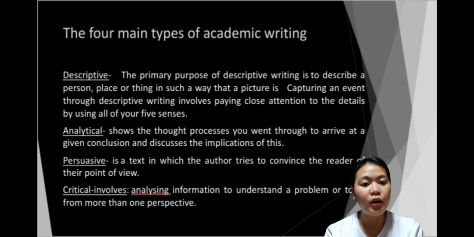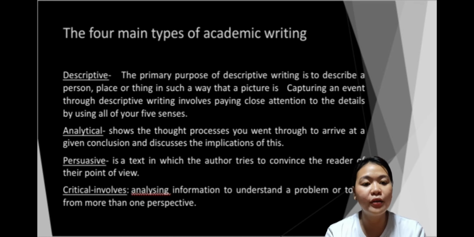Moreover, there are also types of academic communication. So, the four main types of academic writing are descriptive, analytical, persuasive, and critical. Each of these types of writing has specific language, features, and purposes in many academic texts. You will need to use more than one type.